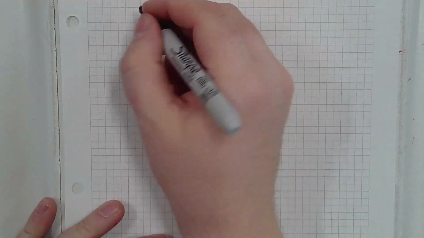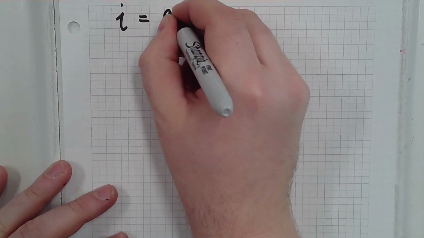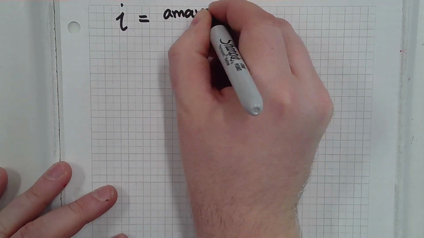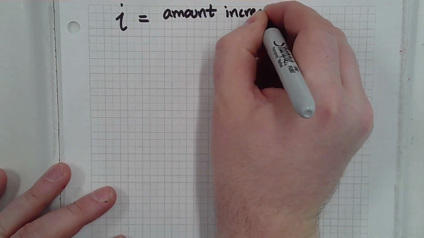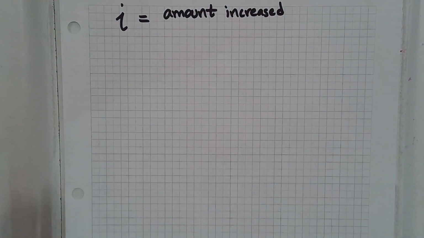So first off, what do we want to know? We want to know how much we can increase the price by. So the question is, how much can we increase, right? That's going to be our variable, and I'm going to label it: amount increased. And this is going to apply to the price, and it's going to apply to the bracelets, right? Because the more we increase the price, the fewer bracelets we'll sell.